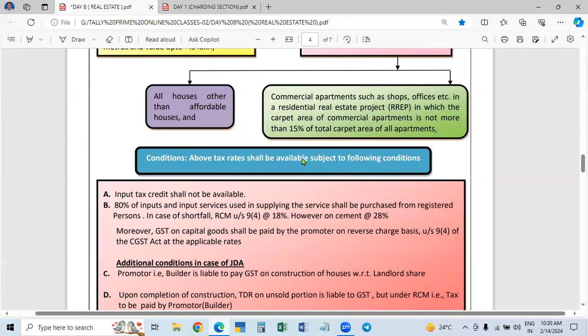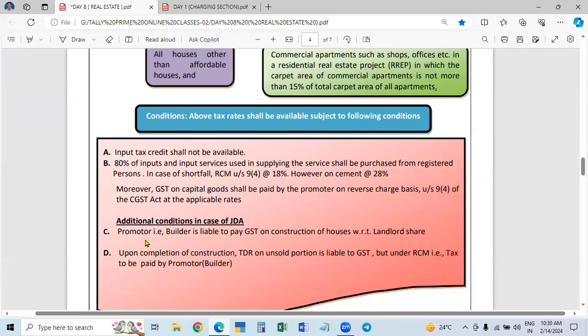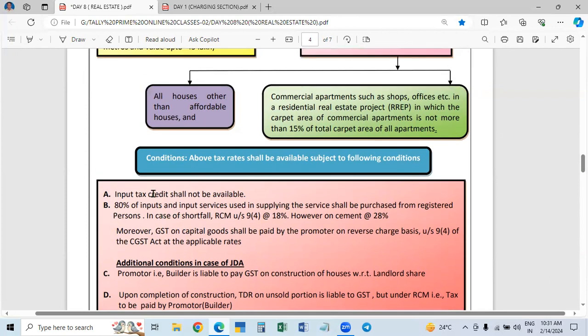So the persons may think that way, but for that, the government placed some other restriction. There are already four restrictions, first of all two and additional restrictions. This we already discussed. The promoter or the builder is liable to pay GST on construction of houses, landowner share. Landlord share also is paying the tax. And upon completion, TDR on the unsold portion is liable to GST or RCM. He is paying for the leftover 15 flats. These two we discussed. In this case, input tax credit shall not be available to the builder except for the commercial building portion at 12%. He is eligible for the ITC. In all other cases, he is not eligible for ITC. Input tax credit is not available.